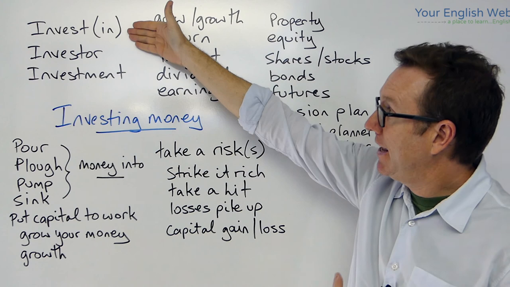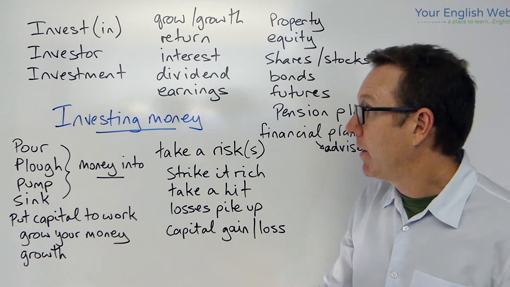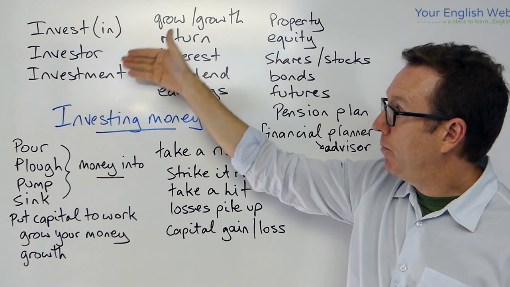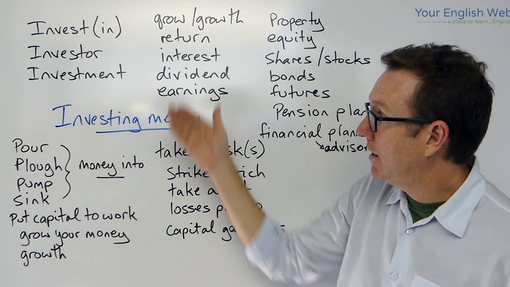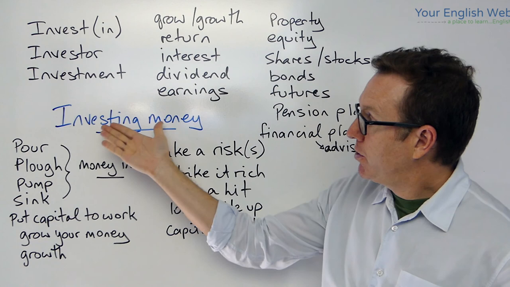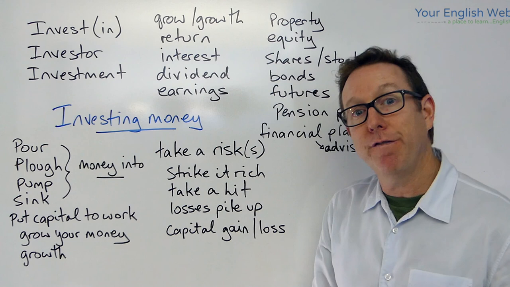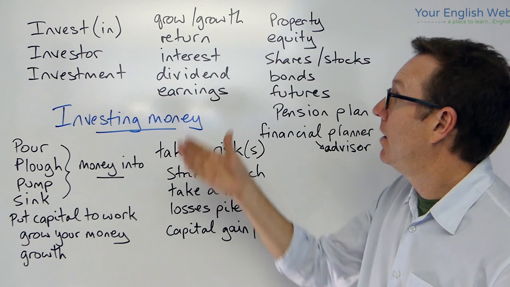If you invest in something, you become an investor. And what you do is you make an investment. Okay, so you invest, you are an investor, and you make an investment in something. You invest in, or you make an investment in something as well. The object of investing is that you want to make your money grow. You're looking for growth. If you have $10,000 to invest, you want to try to grow that money, to increase that money. So you're looking for growth.